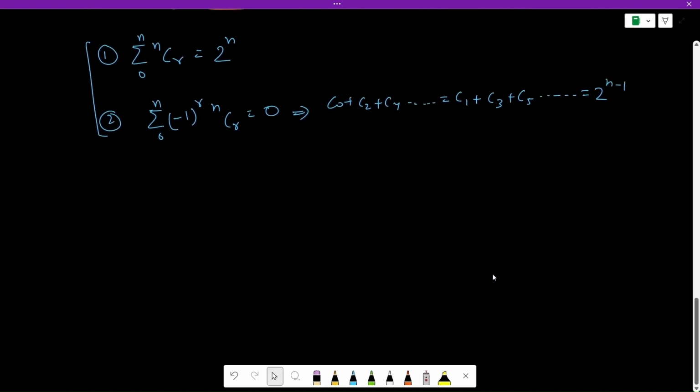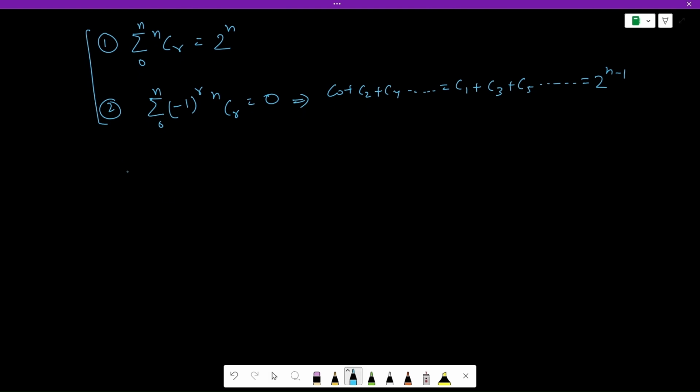Now the other results that we need are summation r and Cr from 0 to n. This is equal to n into 2 to the power n minus 1. Now try to prove it yourself using this property, this result and the nCr properties. Okay, so now let me solve it.